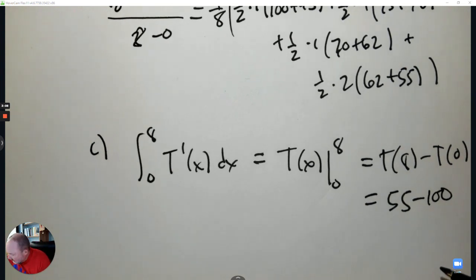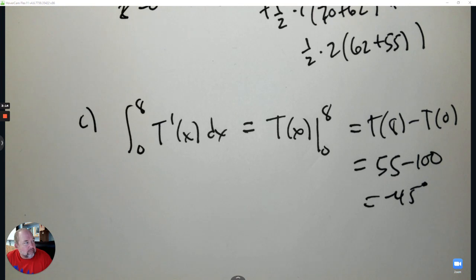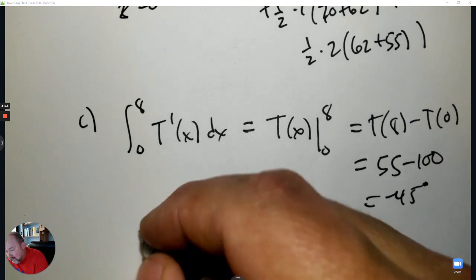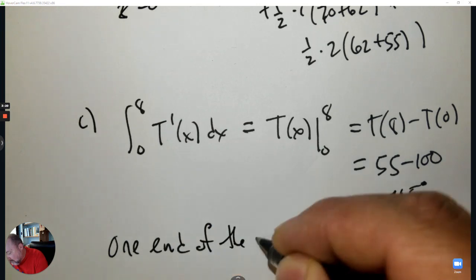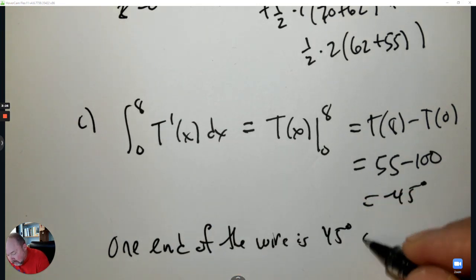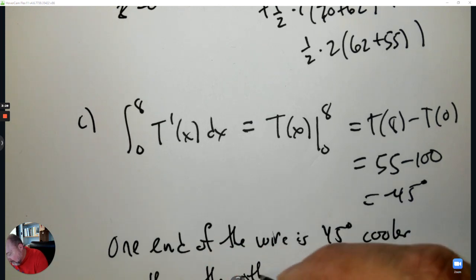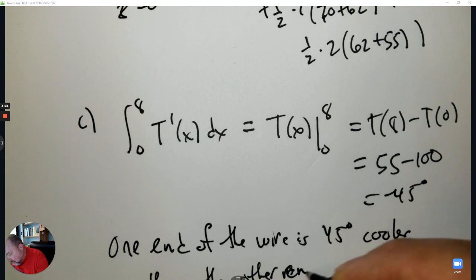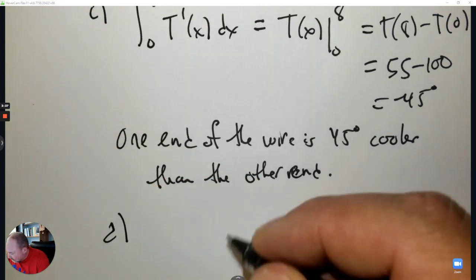And then it says, explain the meaning of your answer. So it's negative 45. And all it means is one end of the wire is 45 degrees cooler than the other end. That's what it means. Part D.